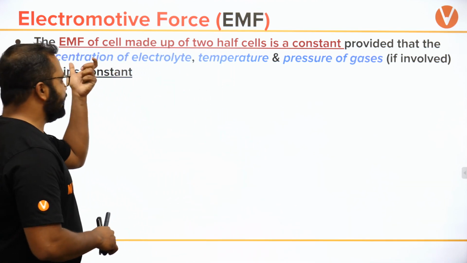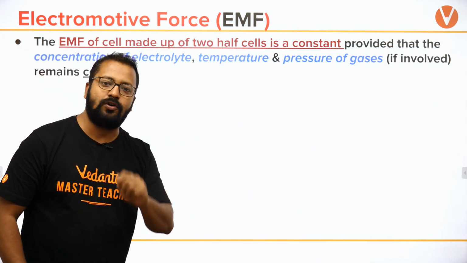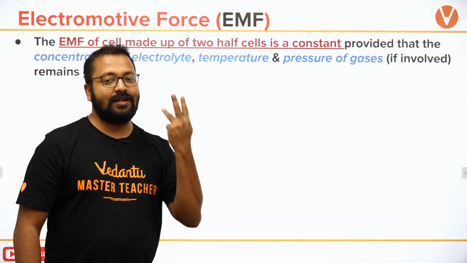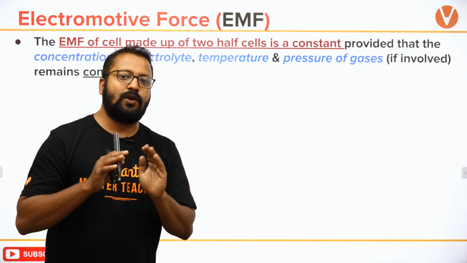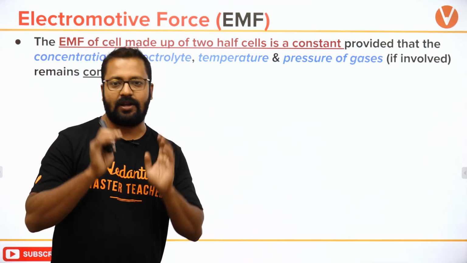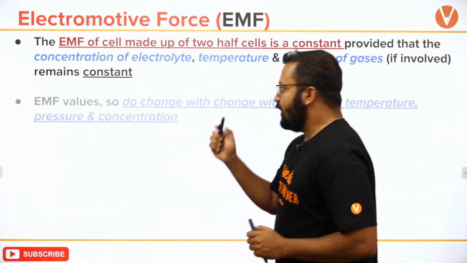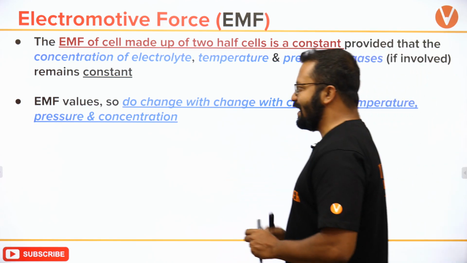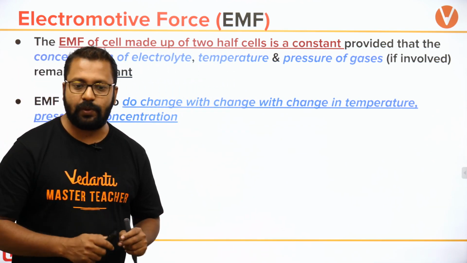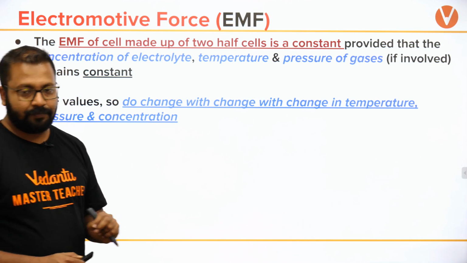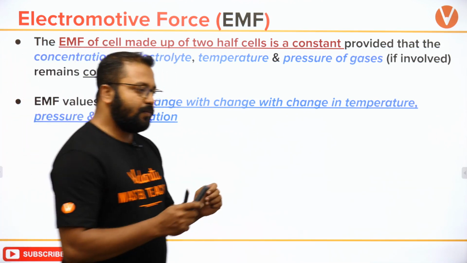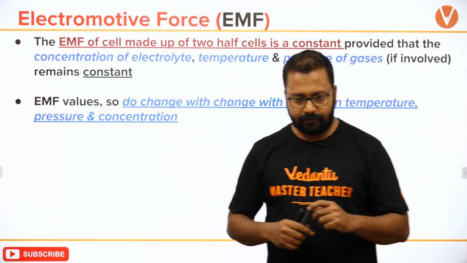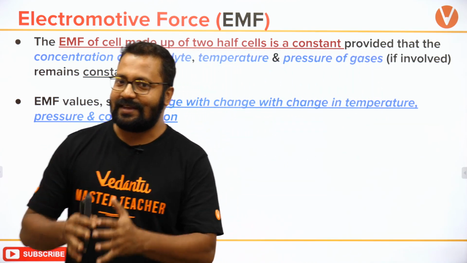So remember that the EMF of a cell made up of two half cells is a constant value if pressure is constant, temperature is constant and concentration is constant. If you change any of these three, the EMF of the cell will start changing. So it is very, very important that you remember that EMF values change with change in temperature, pressure and concentration. You have to remember this because when we make a measurement, we need to define a standard condition.